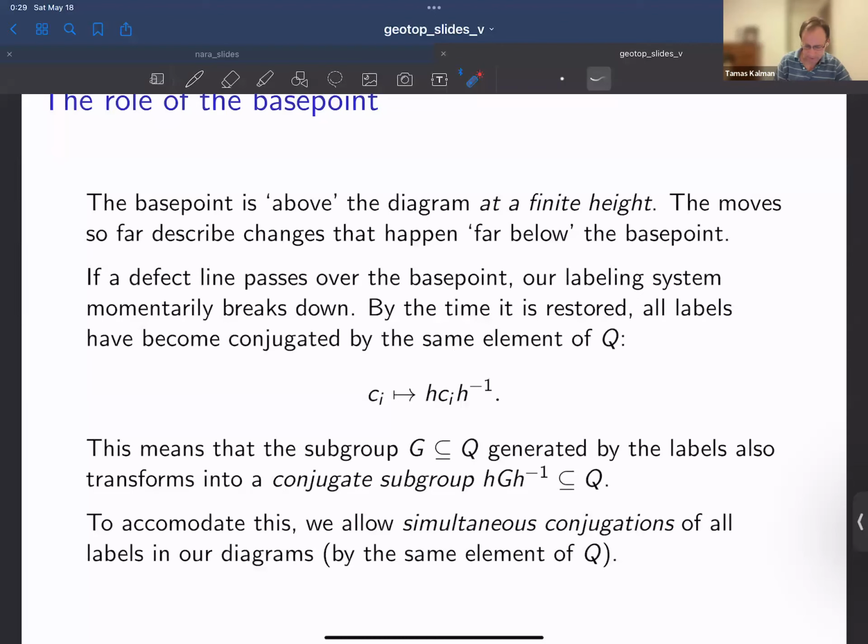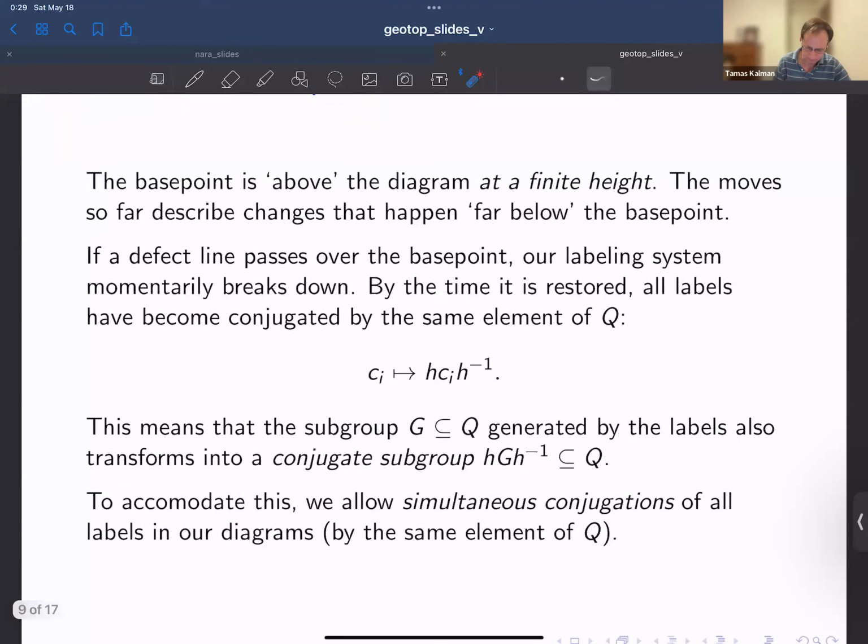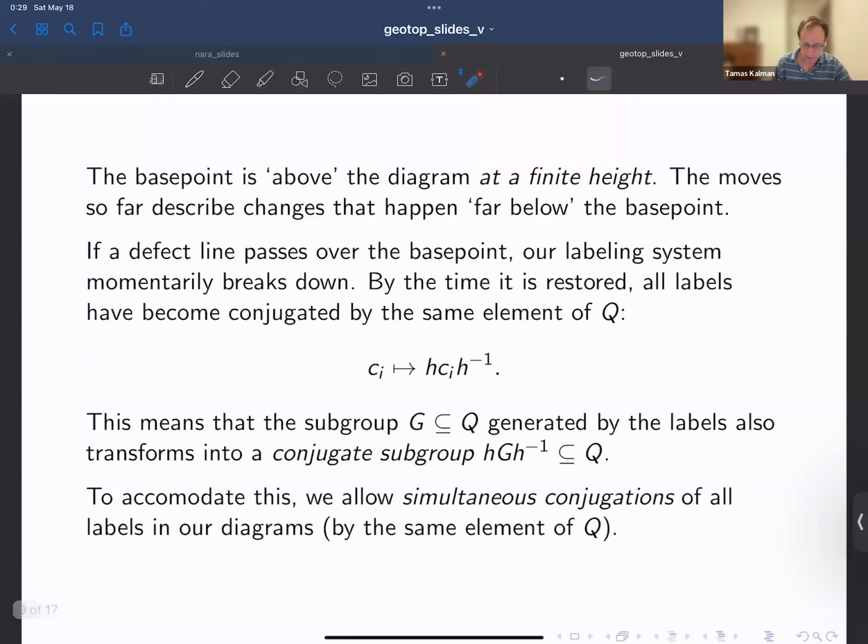Well, in that case, the subgroup generated by the labels will also get affected, but in a very orderly way. Every one of its elements gets conjugated by the same h. Therefore, the subgroup itself changes into a conjugate subgroup of the fundamental group. So that's a phenomenon. This is certainly possible. Therefore, I need to allow simultaneous conjugations of all the labels in my diagram. Ooh, I really have a lag in this broadcast here. Anyhow, simultaneous conjugations of all labels are allowed, of course, by the same element of Q.